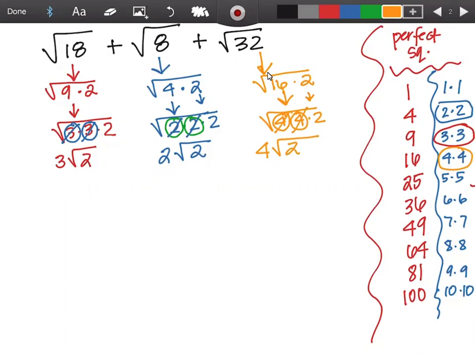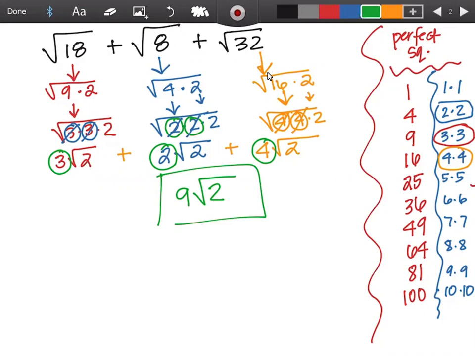Now we have the same index. We have the same radicand. And all we have to do now is add the coefficients 3, 2, and 4. So 3 plus 2 is 6... I'm sorry, 3 plus 2 is 5. I don't know why I said 6. 3 plus 2 is 5, and 5 plus 4 is 9. And then we put our square root of 2 inside of our house, and that is our final answer.